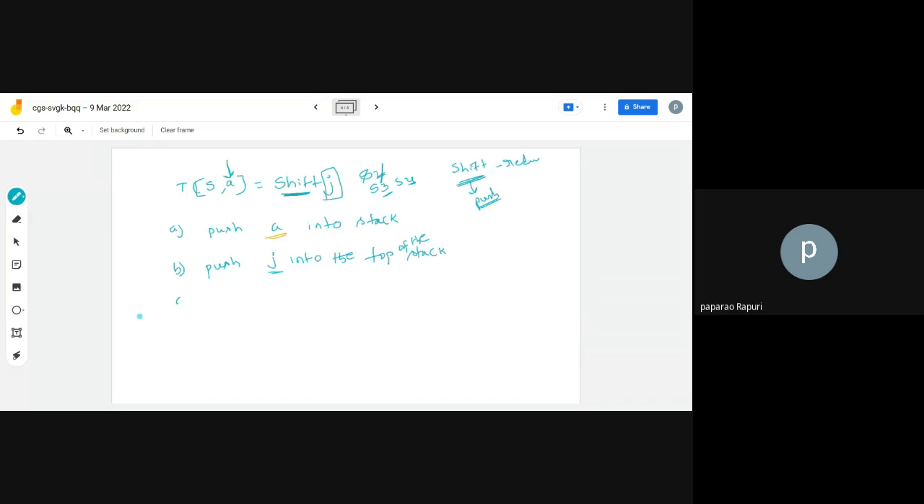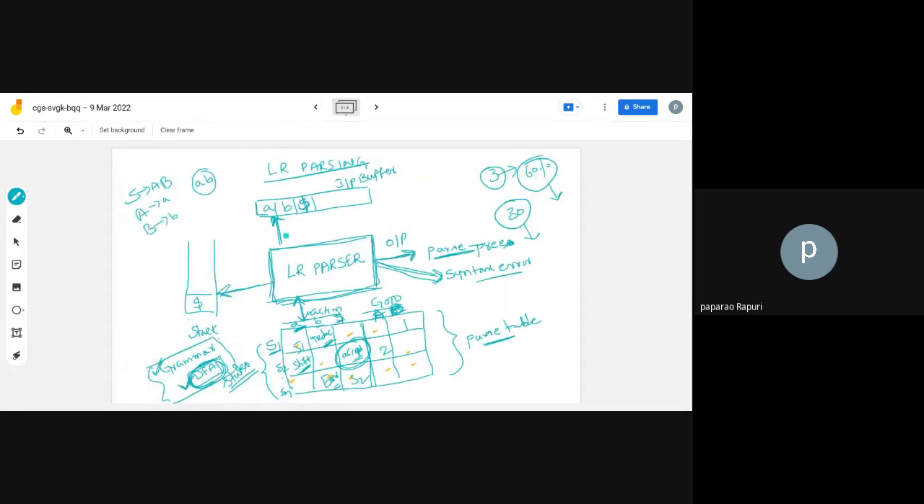And then finally, after pushing A and pushing J, we need to increment the look ahead pointer. Sir, what is the look ahead pointer? This is the look ahead pointer. So in the shift case only, we increment the look ahead pointer. In the reduce case, we don't increment the look ahead pointer.